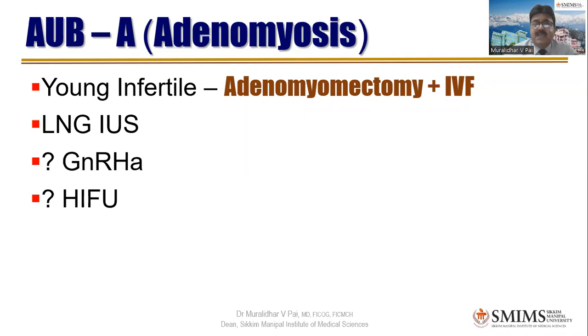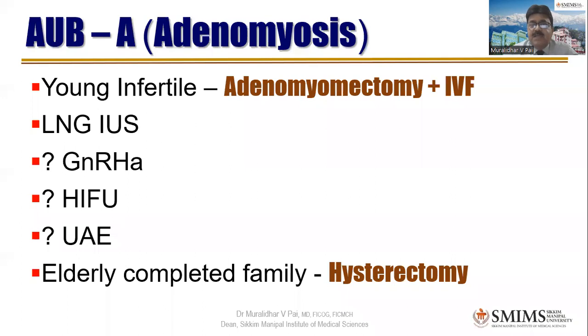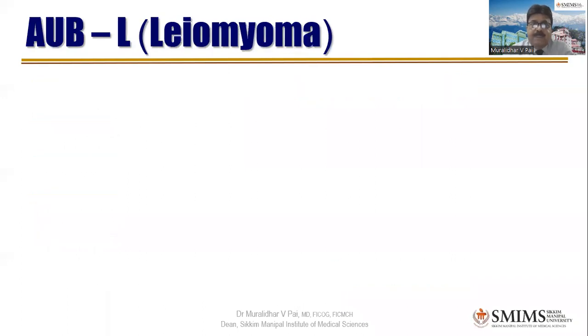HIFU has again been tried, like in fibroid uterus, that is high intensity focused ultrasound with magnetic resonance guidance. But again, the reports are not very encouraging. What about uterine artery embolization? Again, I put a question mark. The results are not very, very good. In the elderly with completed family, hysterectomy is the best treatment for adenomyosis.